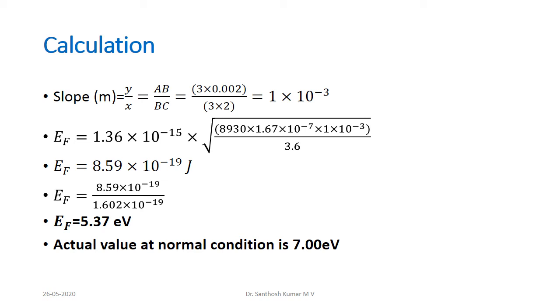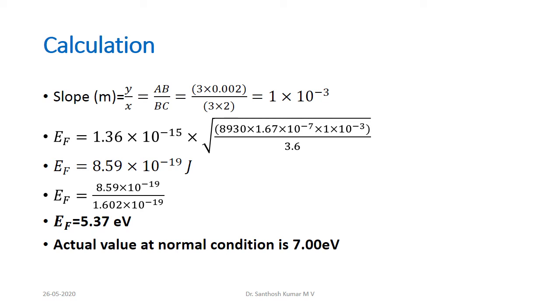The substituted form will be like this: EF is equal to 1.36 into 10 raised to power minus 10 into the square root of 8930 into 1.67 into 10 raised to power minus 7 into 1 into 10 raised to power minus 3 divided by 3.6. If you substitute all the values, the obtained value of this equation is EF equal to 8.59 into 10 raised to power minus 19 joules.